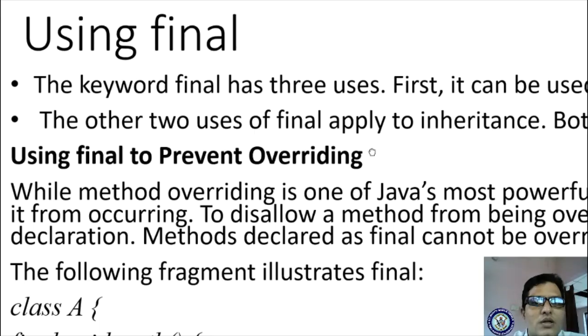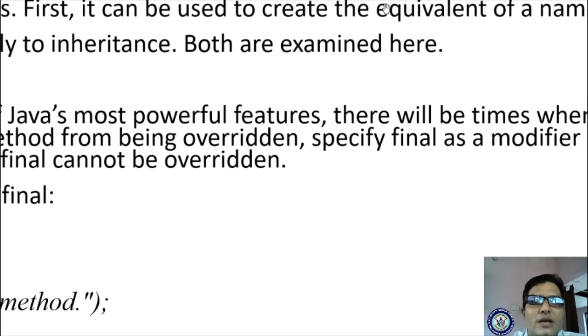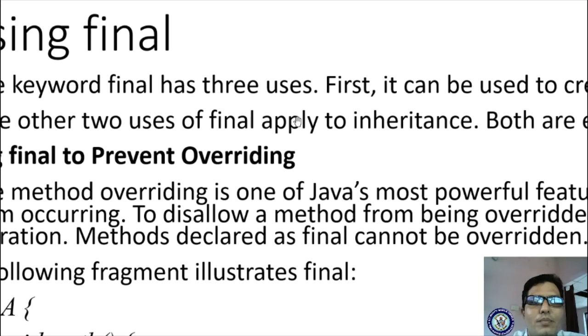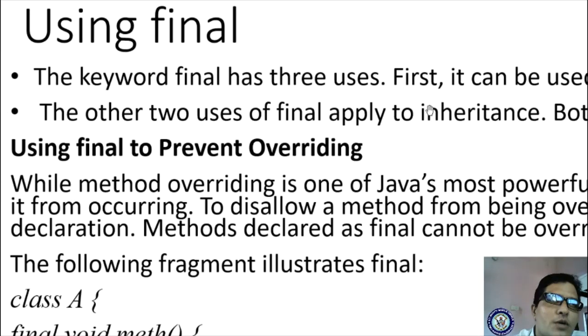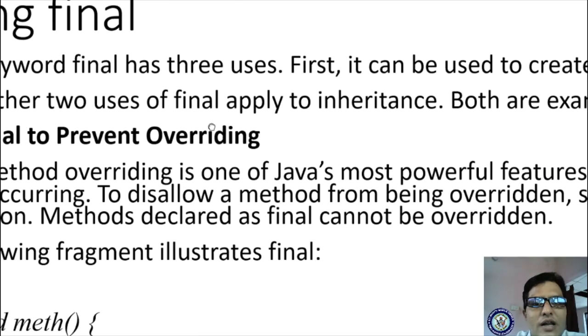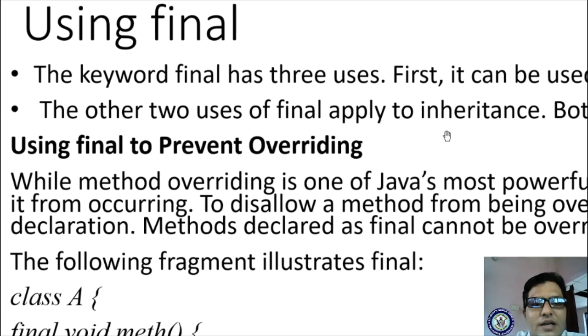Okay, so what are they? First, it can create the equivalent of a named constant. Which means if you declare any variable with the final keyword, then it acts as a constant. If you declare the class as final, then you are unable to inherit. The other 2 uses of final apply to inheritance, both are examined here. So it acts as a constant variable, and it also acts as a constant in your inheritance.